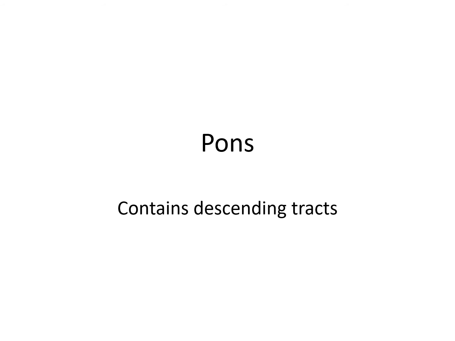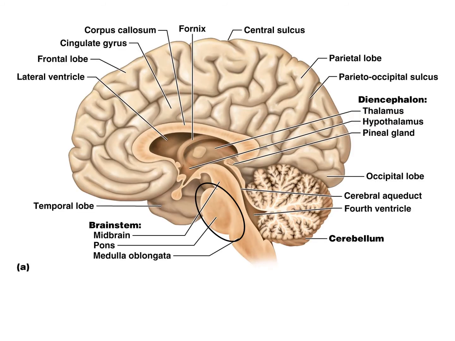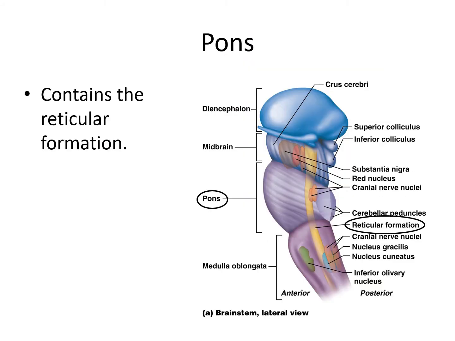The second region of the brainstem is the pons, and it contains descending tracts. If you remember, I mentioned the brainstem has two bumps. The big one is the pons, and the smaller bump is the medulla oblongata. So we're interested in the pons right here, the bigger bump. Going back to our figure of the pons, one structure of the pons is the reticular formation. You can see the reticular formation in the pons, but it extends upward and also downward into the medulla oblongata, so it's not exclusively in the pons.